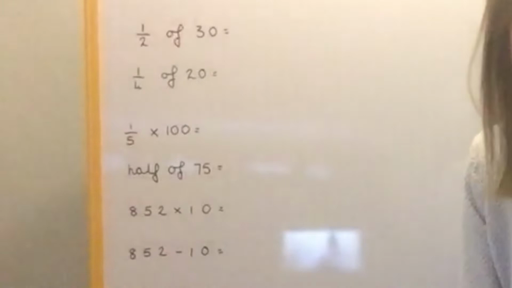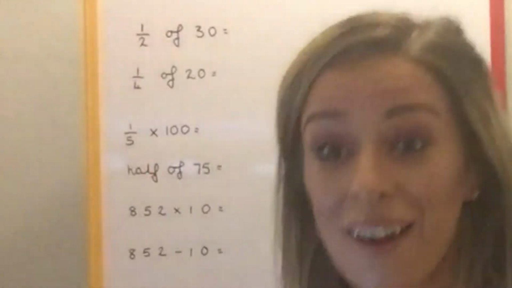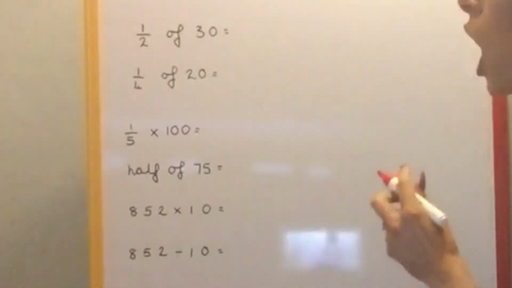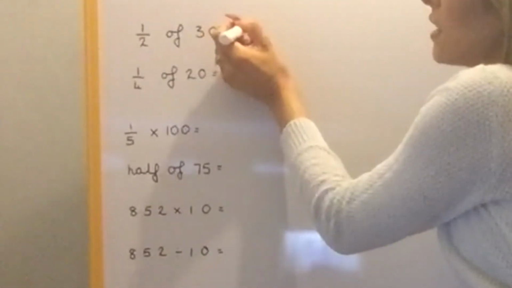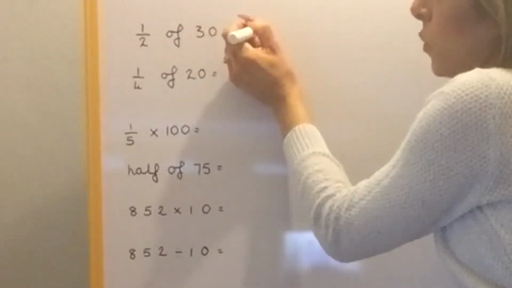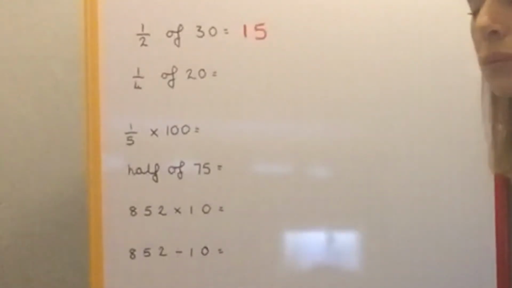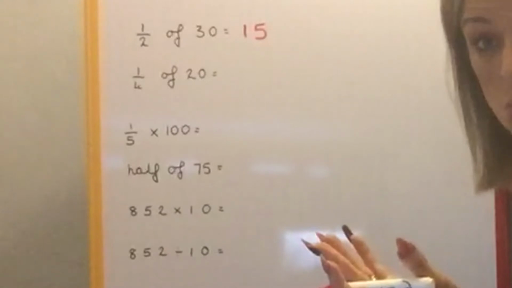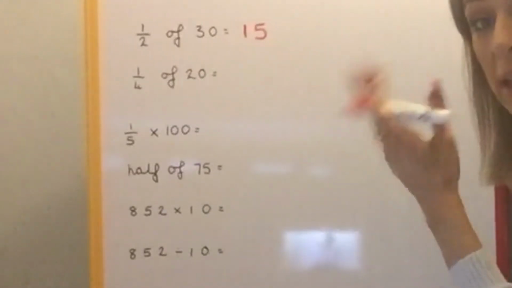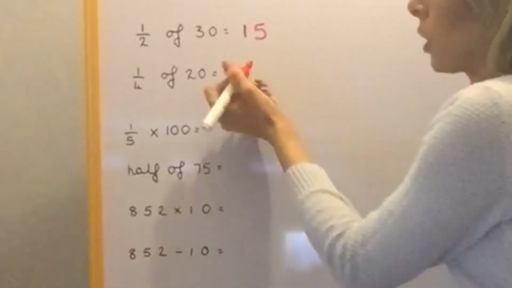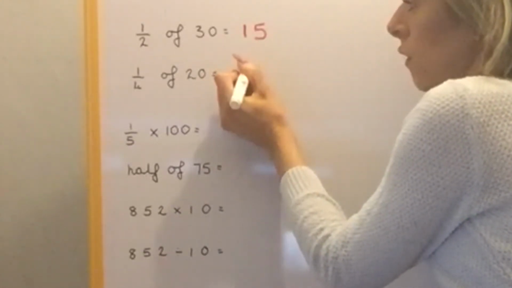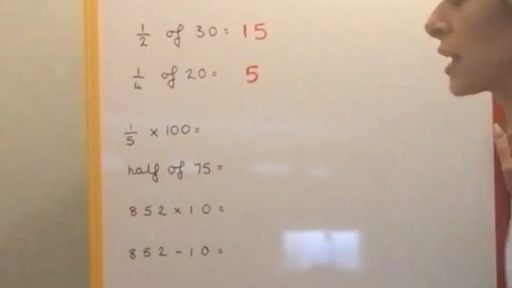Okay, now here is how I completed the answers to these questions. You can mark these yourself. Half of 30 is 15, so well done if you got that one. A quarter of 20, well, to find a quarter of something, I chop it into 4. So I'm going to chop it into 4 pieces, and a quarter of 20 is 5.